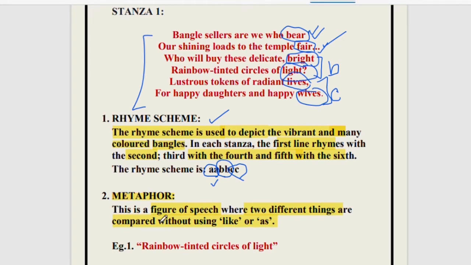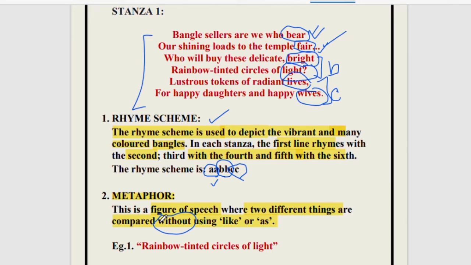What is important over here is we must mention "without." This word is very important. Simile and metaphor both are almost the same type of comparisons. Only metaphor does not use like or as to compare between two things, whereas simile uses like or as to compare between two things. For example, if I say as beautiful as a rose, then this becomes a simile.